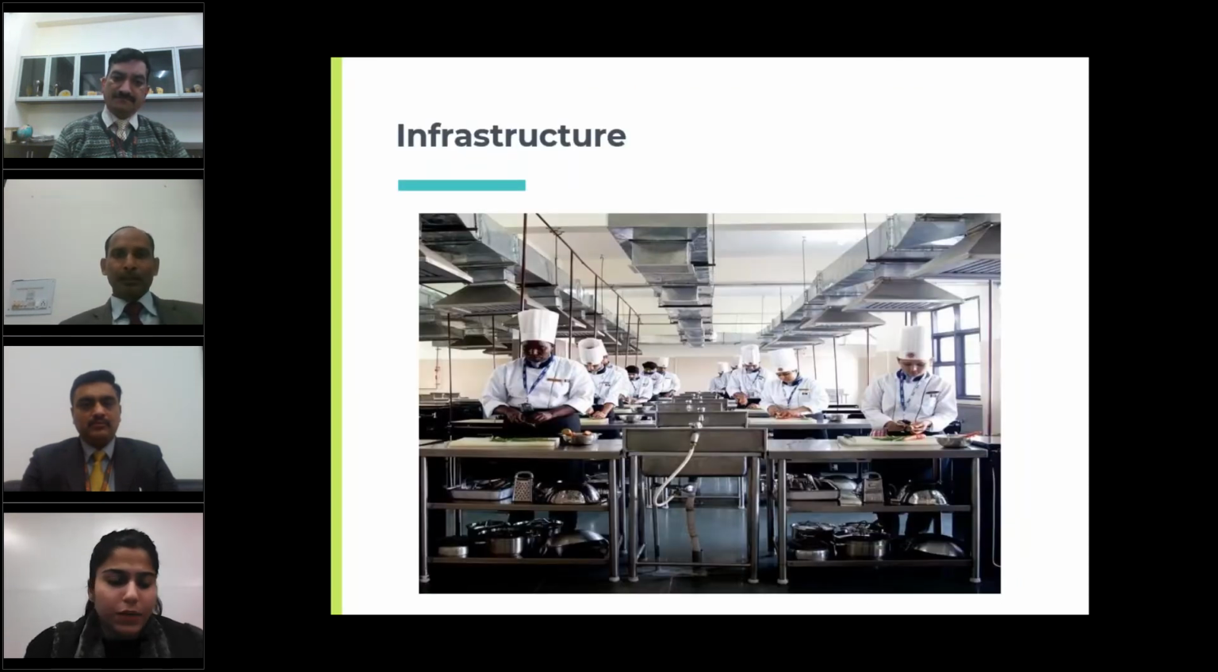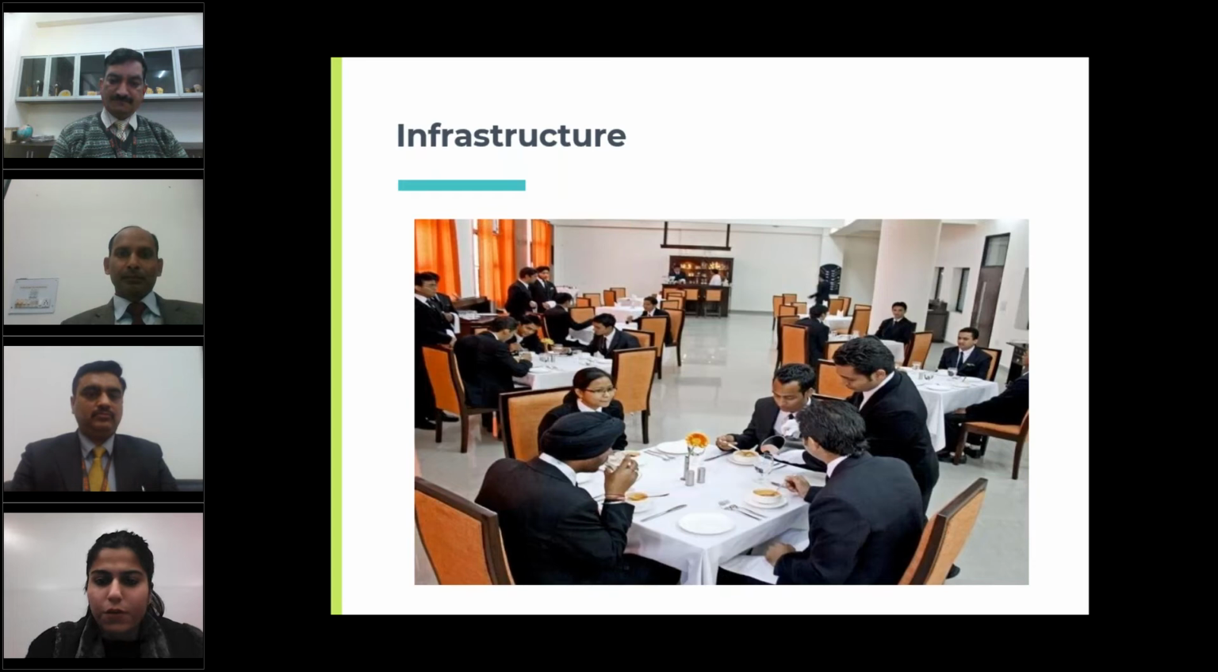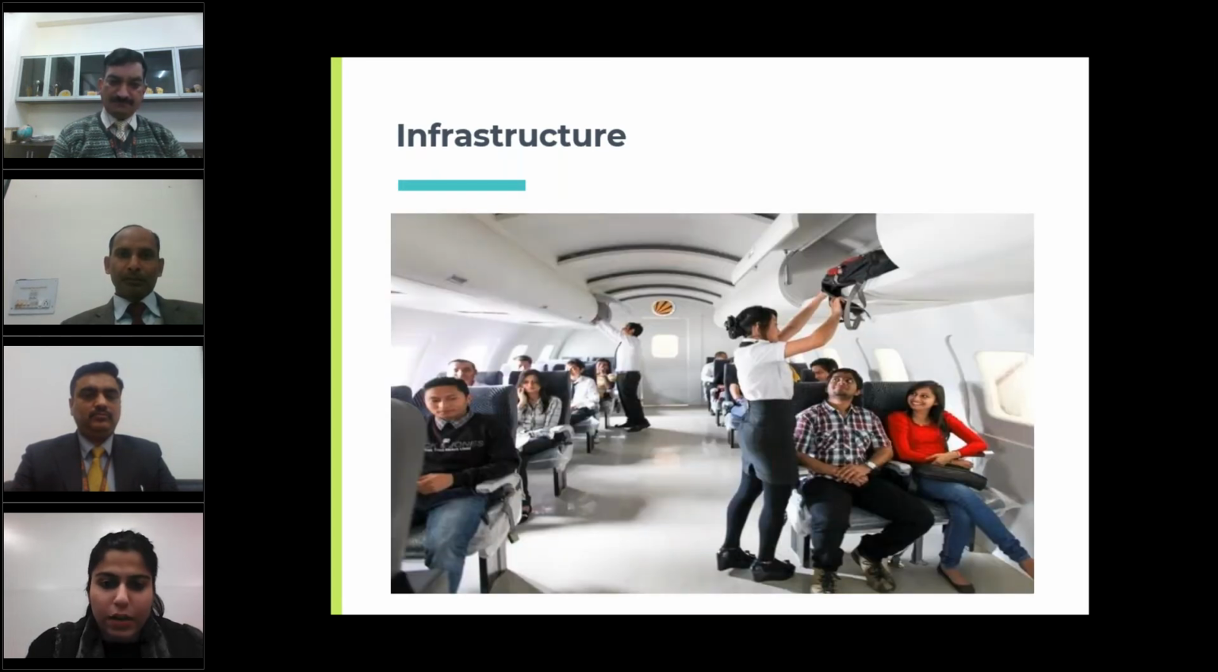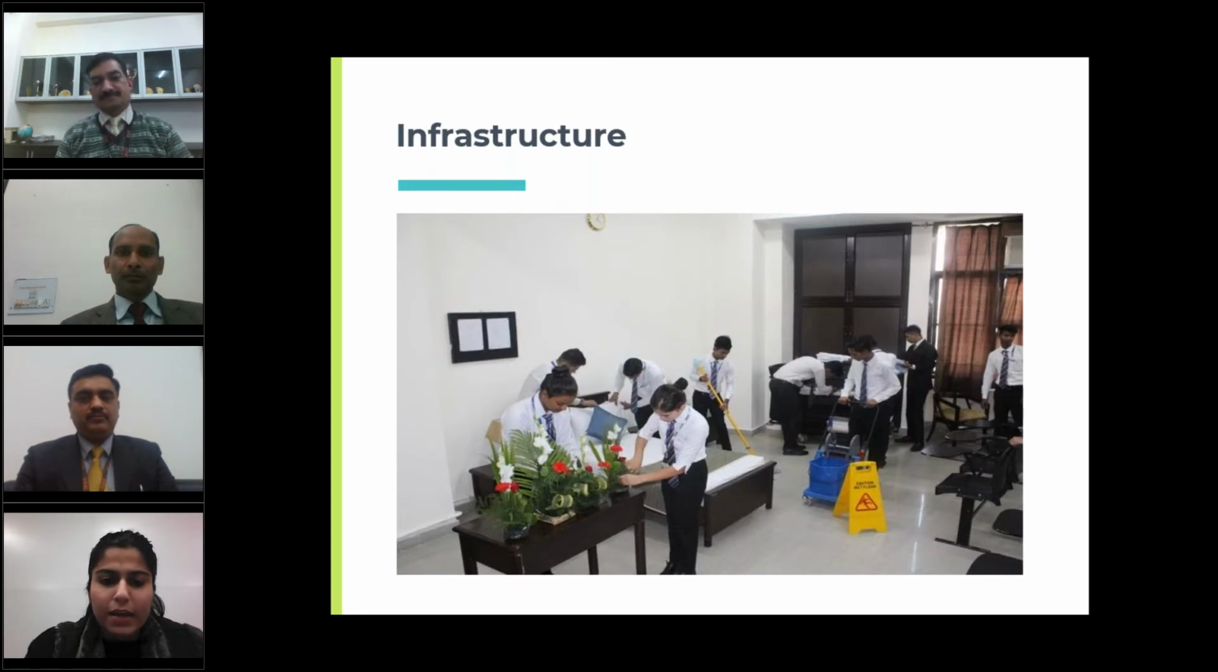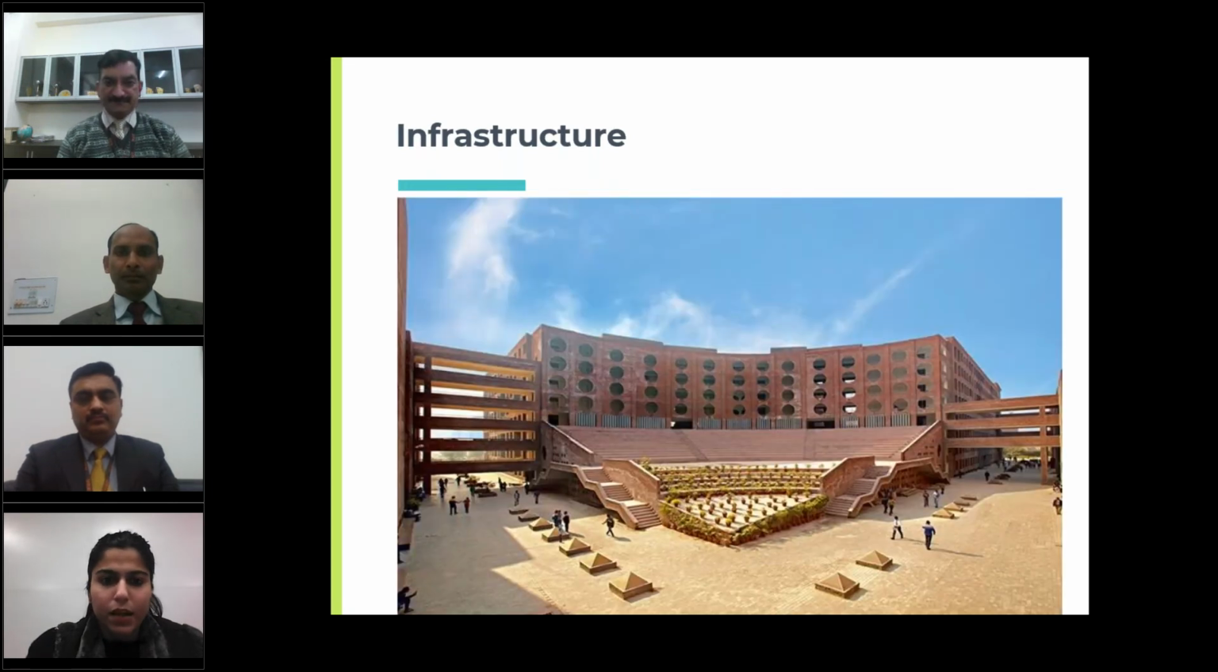Moving ahead with the infrastructure, this is a glimpse of our training kitchen, the advanced kitchen available in School of Hotel Management and Tourism. Further, the training restaurant and the aviation lab, because aviation is also part of our program, like BBA Airlines and tourism, which our authorities have just shared with you. The hospitality lab.